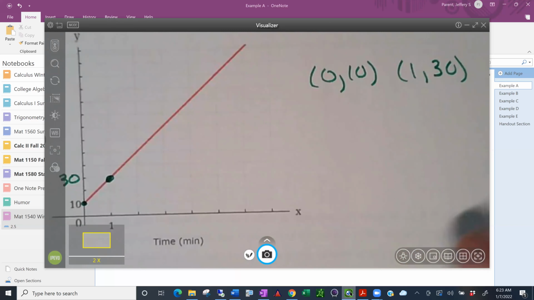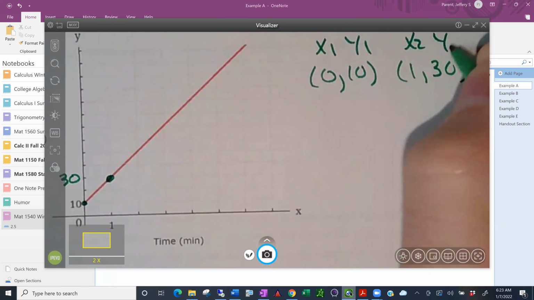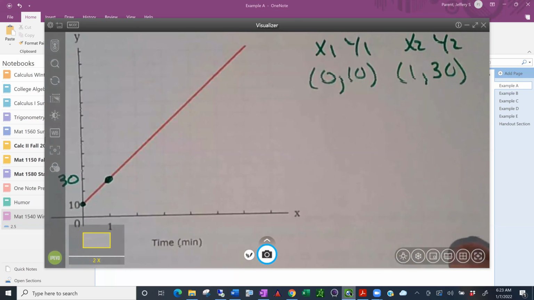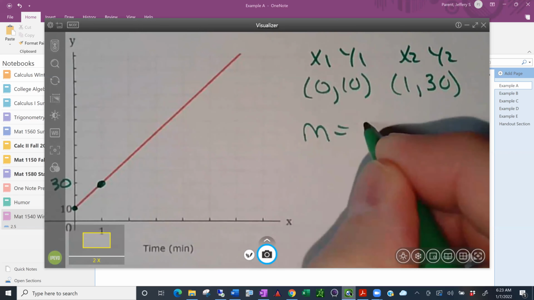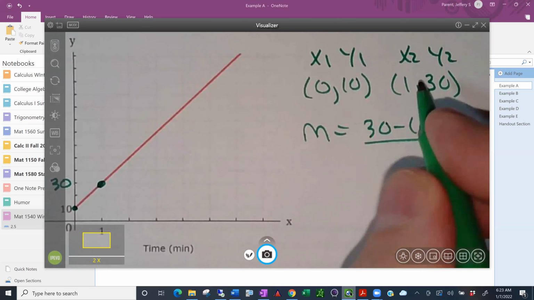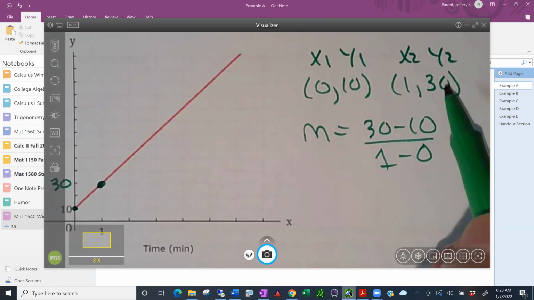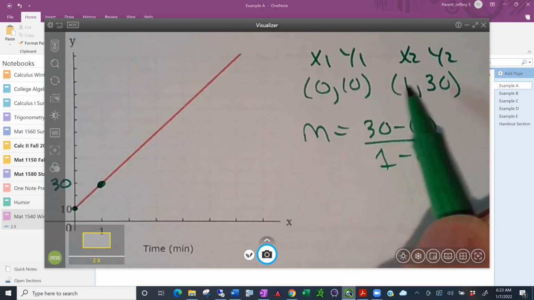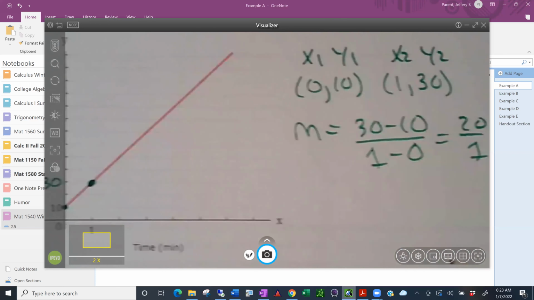So if we put that into our slope formula, x1, y1, x2, y2, we can come up with a slope. So it'd be 30 minus 10 over 1 minus 0. The big thing about using this formula is you have to be consistent. If you're subtracting this way, 30 minus 10 in the numerator, then it has to be 1 minus 0 in the denominator. So that would give you 20 over 1, or a slope of 20.